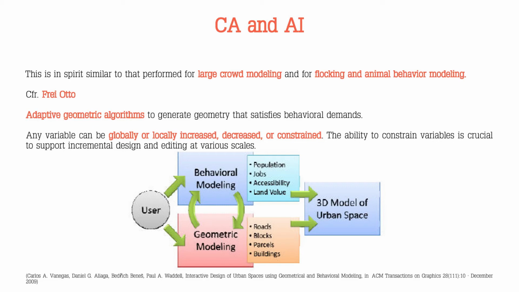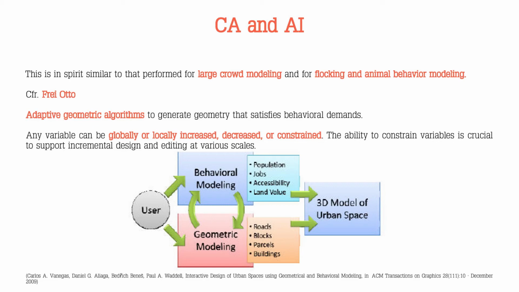If you check the diagram, we have the users, which is, for example, the architect, and then we have two large areas of behavioral modeling and geometrical modeling. Behavioral modeling, they select some possibility: population, jobs, accessibility, land value, and so on. Geometrical modeling is road, block, parcel, building, and so on. Then finally, the interaction between behavioral modeling and geometrical modeling generates the 3D model of urban space. Every modification, and here is the important point in this experiment, every modification in the behavioral modeling or in the geometrical modeling generates one possible output, one possible universe.